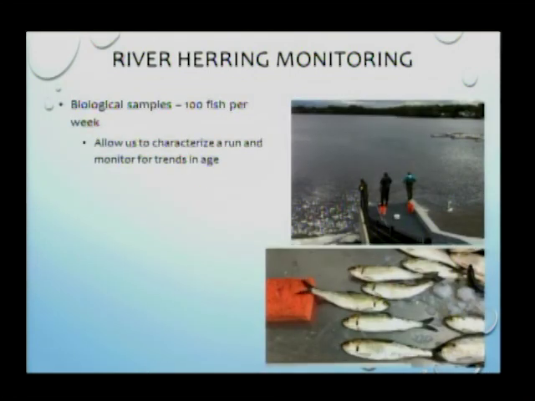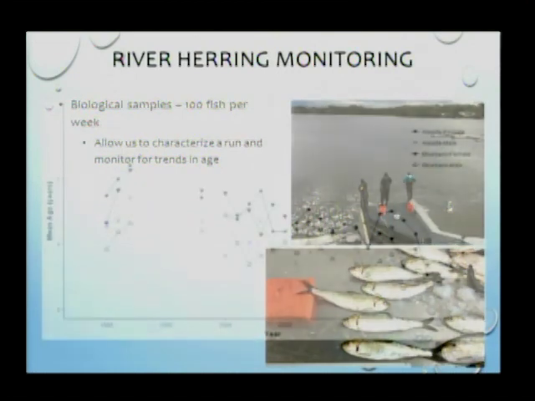So as I said, we collect biological samples, 100 fish per week from 8 rivers in coastal Massachusetts. So you'll see me, I get the cops called on me a lot because you're not supposed to harvest river herring anymore, and I'm sitting here in waders throwing a cast net or a dip net trying to catch fish, and a cop comes flying by like, you can't do that. It's my job. So this allows us to characterize a run and monitor for trends in age.